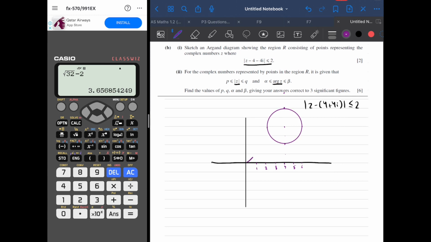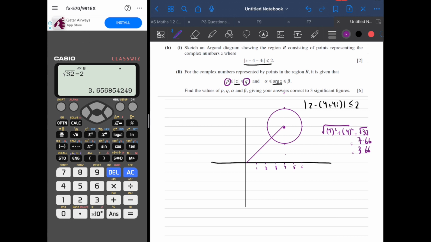Now, what's my modulus in this case? It's this. Square root of 4 squared plus 4 squared. That's what? Square root of 32. So maximum modulus will be 7.66. That means square root of 32 plus 2. And the minimum will be square root of 32 minus 2. That's 3.66, which we did recently in a question. So that will be my value of P and Q.